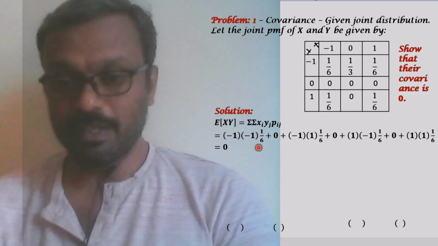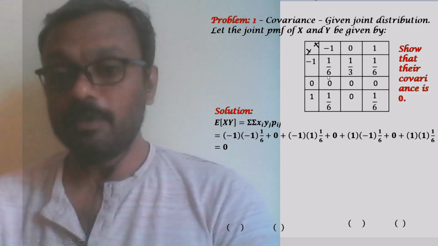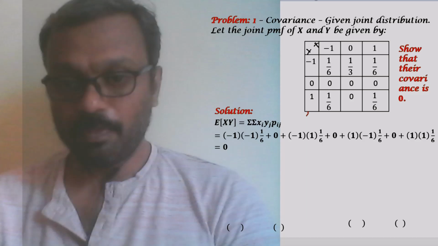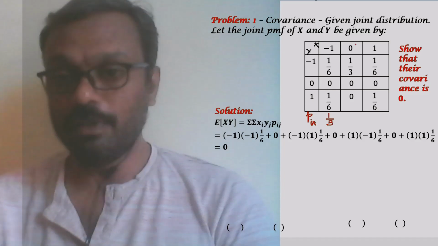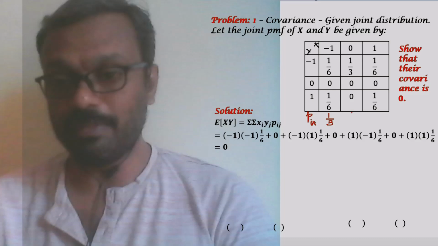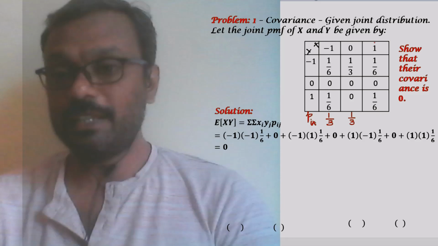Now to compute the expectation of x and y, we need the marginal probability distribution of x and y. So when x is equal to minus 1, keep x equal to minus 1 and vary y, add those values: 1 by 6 plus 0 plus 1 by 6, so it is 1 by 3. Now when x is equal to 0, keep varying y and add those probabilities, so it is 1 by 3 plus 0, which is again 1 by 3. Now x is equal to 1, vary y, add all those probabilities, 1 by 6 plus 0 plus 1 by 6, which is again 1 by 3.